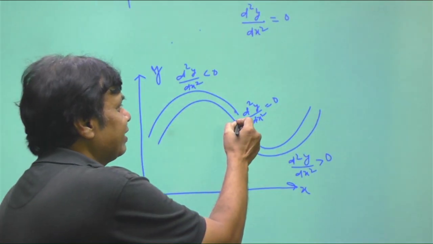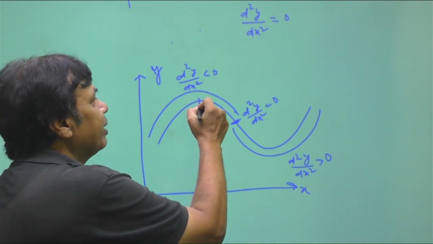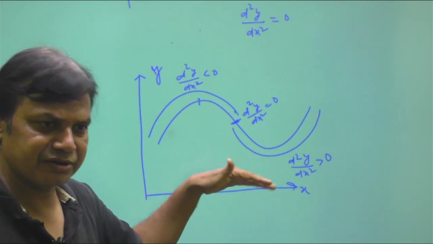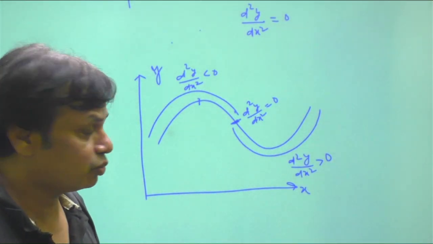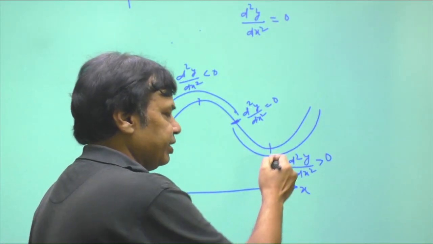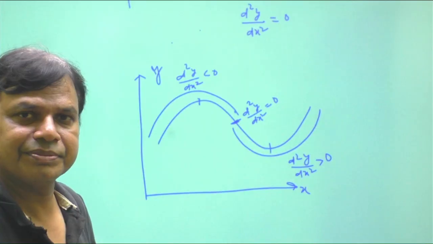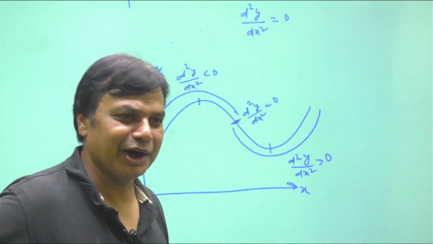But in this case, since we know that d2y by dx square is 0 at this point and d2y by dx square is negative here, that means in this whole region d2y upon dx square is negative, and in this whole region d2y upon dx square is positive, because it is positive here. And you have to keep them in mind.